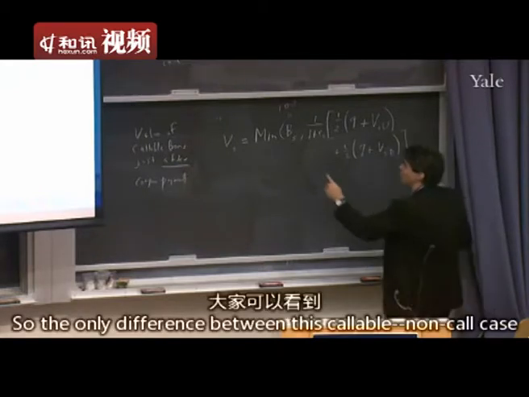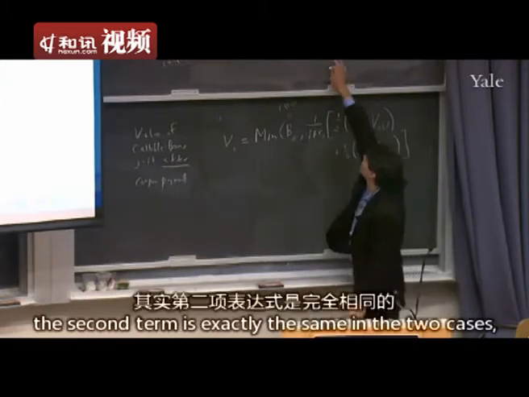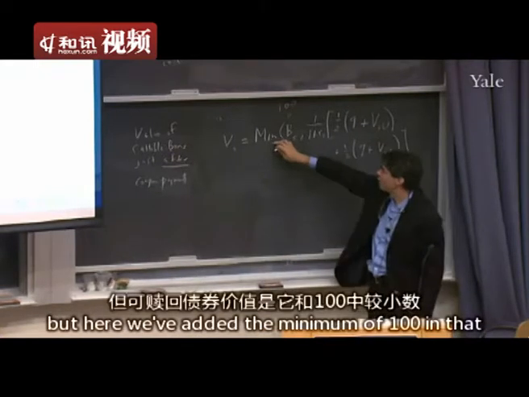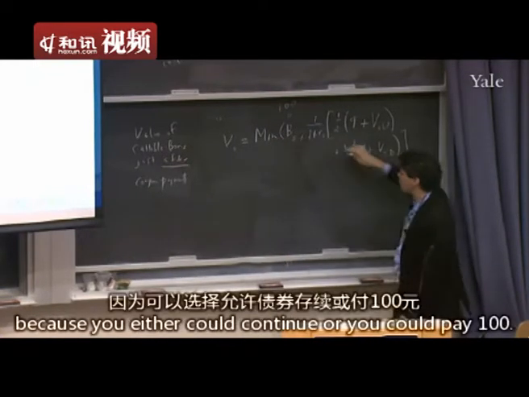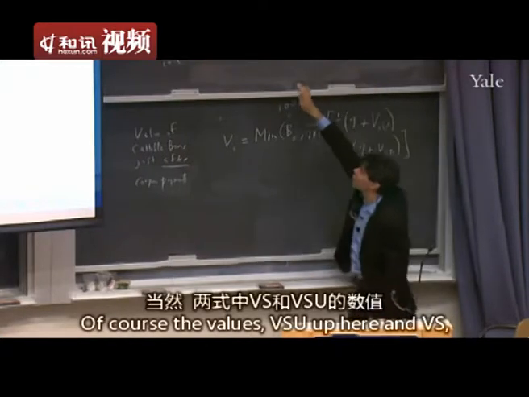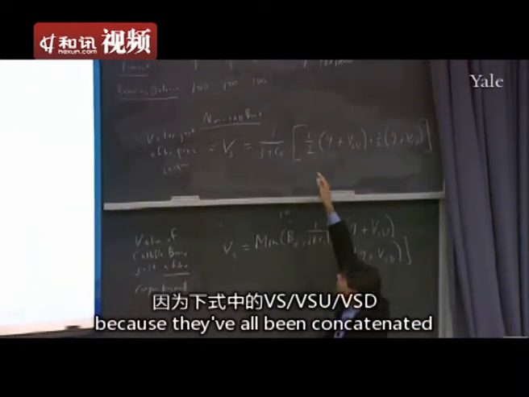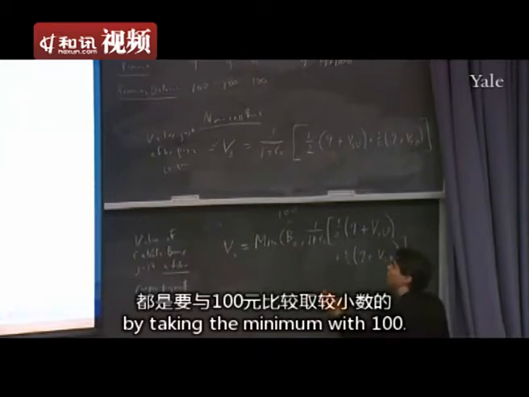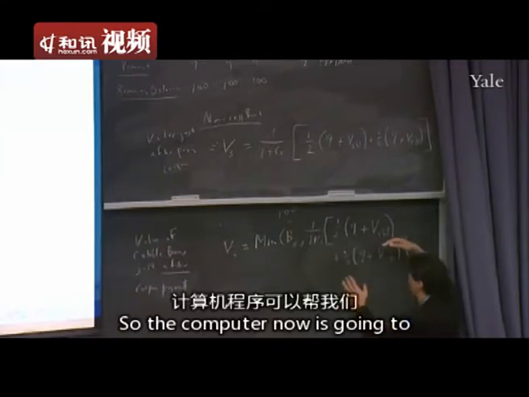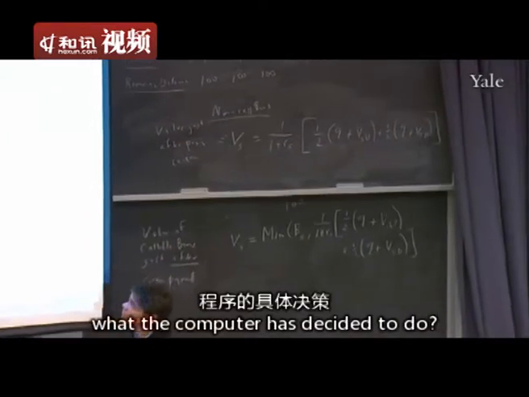Okay, so the only difference between the non-callable case and the callable case is that the second term is exactly the same in the two cases, but here we've added the minimum of 100, because you either could continue or you could pay 100. Of course, the values VSU up here and VS are not the same as the VS's in the non-callable case, because they've all been affected by taking the minimum with 100. So the computer now is going to solve this by backward induction. And now, how can you tell what the computer's decided to do?